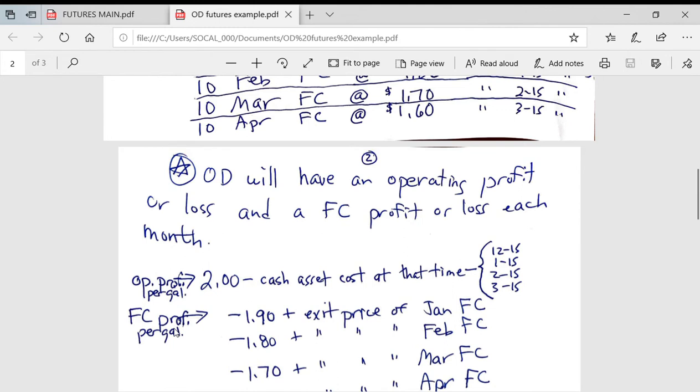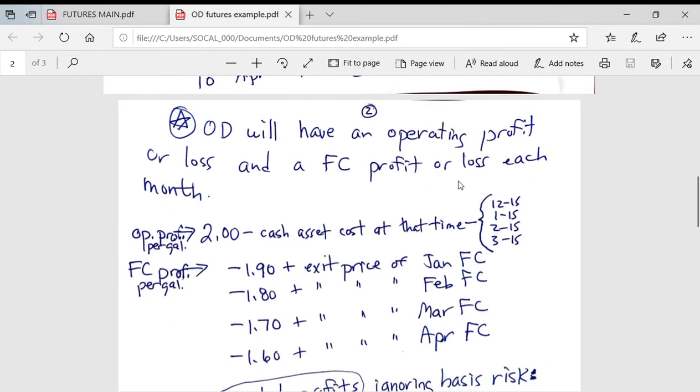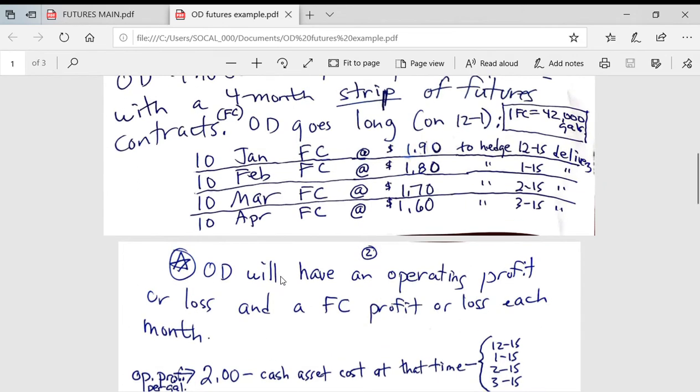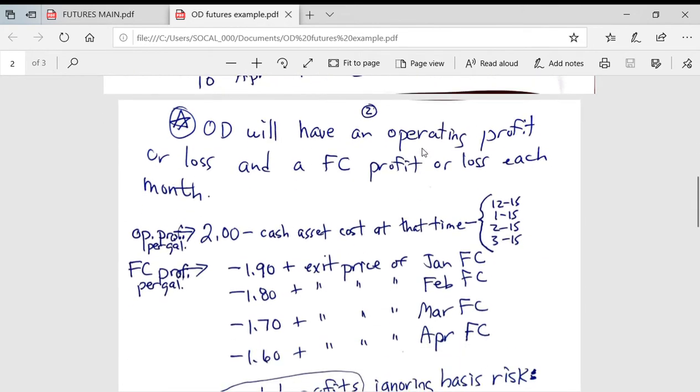Now, the futures contract profit on a per gallon basis for the December 15th delivery will be the price that's locked in, $1.90. So minus 190 plus the exit price of the January futures contract on December 15th. Now realize the oil distributor drives up to wherever he has to go to actually pick up the heating oil. And at that time he pays whatever the spot price is for 420,000 gallons. And at that moment he's paid that spot price.